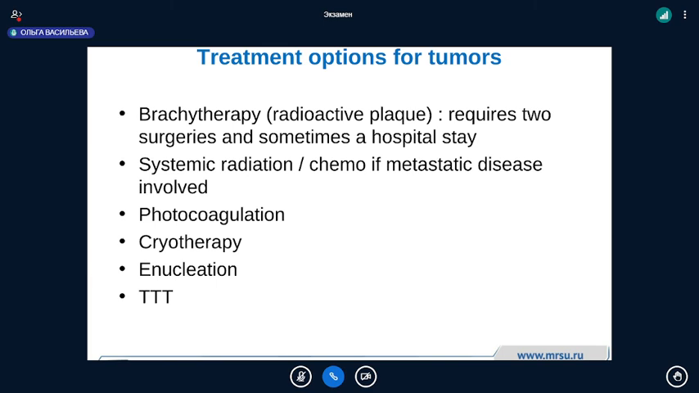Also, we can use local treatment, something like photocoagulation, cryotherapy, transpupillary thermotherapy, TTT. And if there is a very big retinoblastoma, we need to do enucleation of the eyeball.